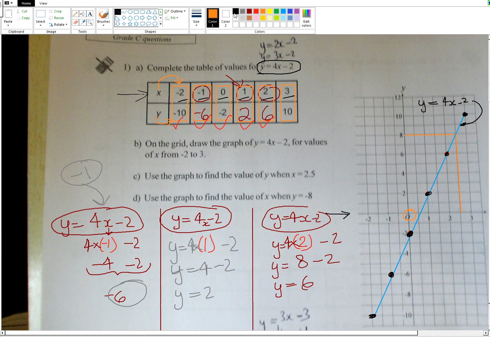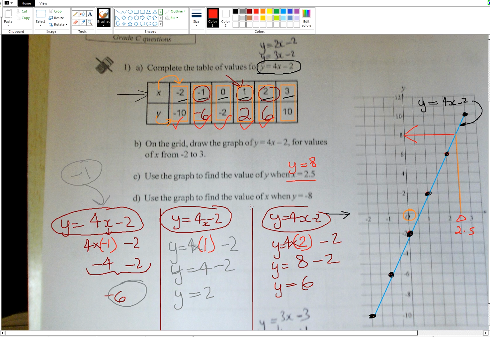Okay, right, let's have a look at that. I'll put a bit of extra detail on there. Fatima, did you get that? So we start here at 2.5. Use the graph to find the value of y when x is equal to 2.5. So the y value is equal to what? 8. y is equal to 8. So you start at 2.5 on the axis, you go up until you hit the line, and then you go straight across. That will give you the corresponding y value.